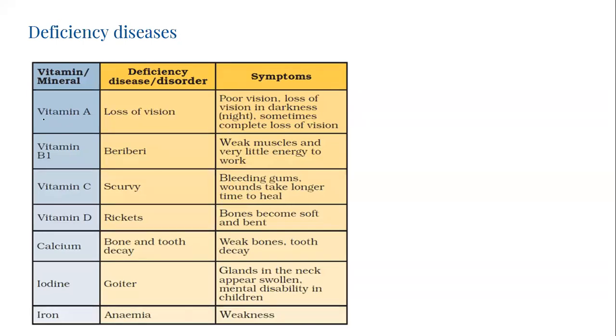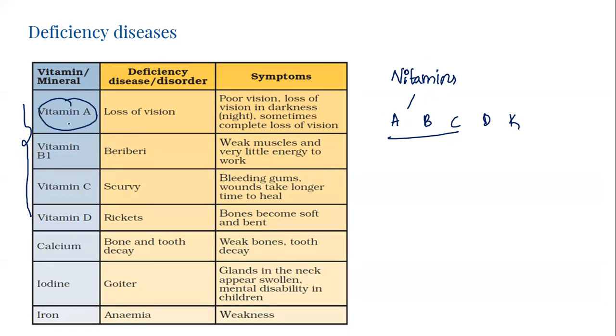See, vitamins are very important for our body, right? There are different types of vitamins like A, B, C, D, K. But here we will be talking about these vitamins and their deficiency. If I talk about vitamin A, the deficiency of vitamin A results in loss of vision or night blindness.